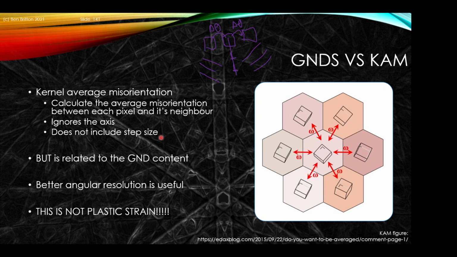This is a signature of plastic strain. The KAM value is related to the stored excess dislocation content. This is not the plastic strain in your material. Plastic strain, first and foremost, is a tensor. The KAM is a scalar value.